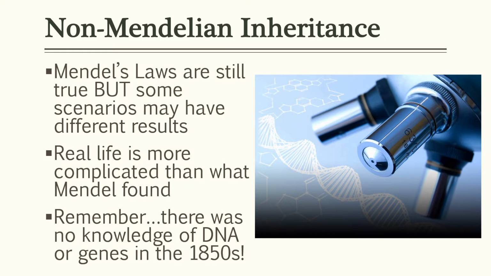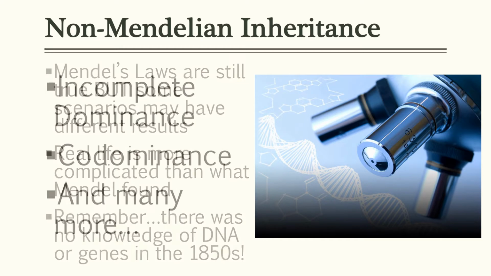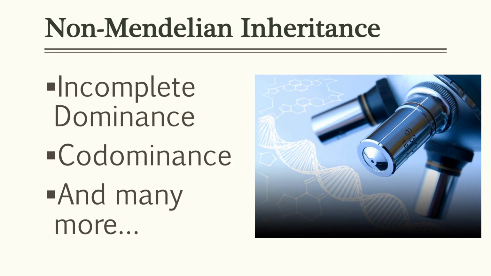And remember that Mendel did all of this work without any knowledge of DNA. He was prior to the 1850s, so this was really before we even knew what was inside of the nucleus. So he was pretty advanced for his time. Once we really came to understand DNA, we found that all of his rules still held true, but it was just a little bit more complicated than the basic ones that he laid out for us. So we're going to learn about incomplete dominance, codominance, and many other unique inheritance patterns today.